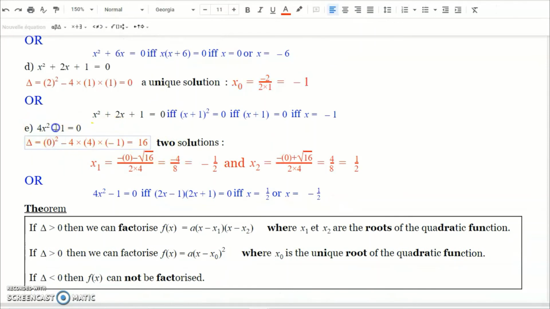E, 4x squared minus 1 is equal to 0. Delta is equal to 16. The two solutions are x1 is equal to -1/2 and x2 is equal to 1/2. We can solve this equation by factorizing using the identity 4x squared minus 1 is equal to 2x minus 1 all multiplied by 2x plus 1. And we found the same result, 1/2 and -1/2.